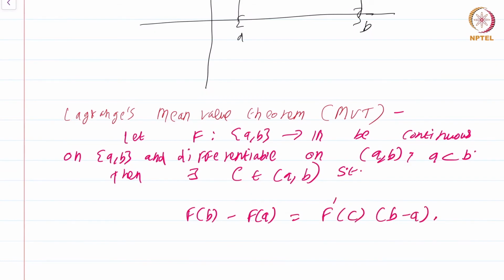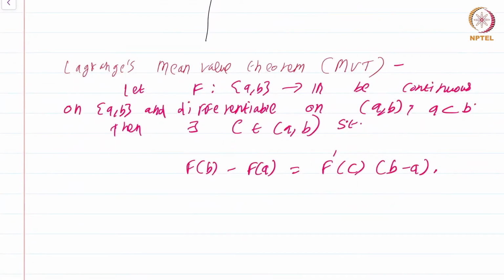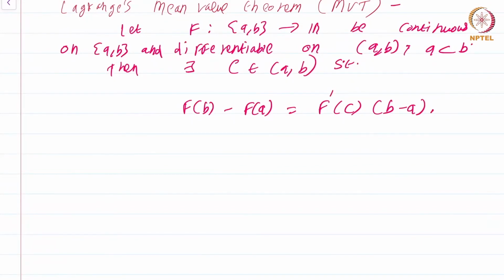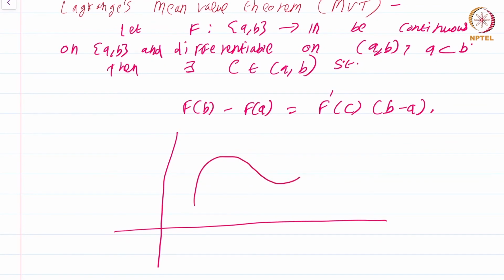Now this result might seem mystifying, and you can immediately dispel this mysticism by a simple picture. Suppose you have some function like this. If you have f of b equal to f of a, the left hand side is 0. Therefore this result is actually proved as Rolle's theorem when f of b equals f of a. But we might not have f of b equal to f of a in general.